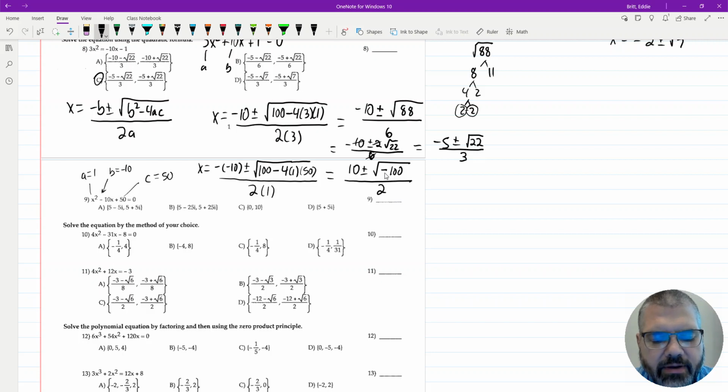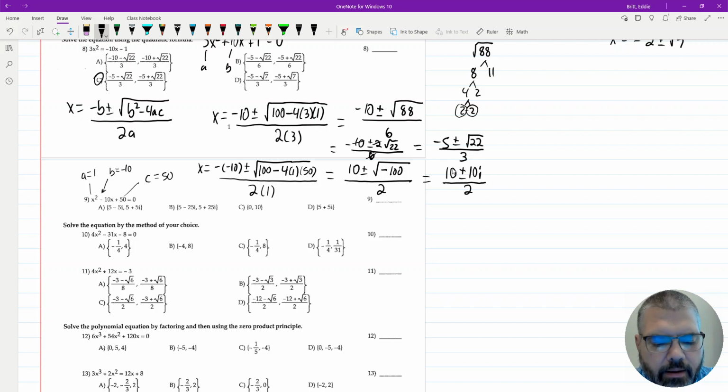Anytime we have a negative under a radical, remember we want to put an i in front. So that's 10 plus or minus, and then if I have an i in front, what's the square root of 100? 10, right? So the square root of negative 100 becomes 10i. And that's all over 2.